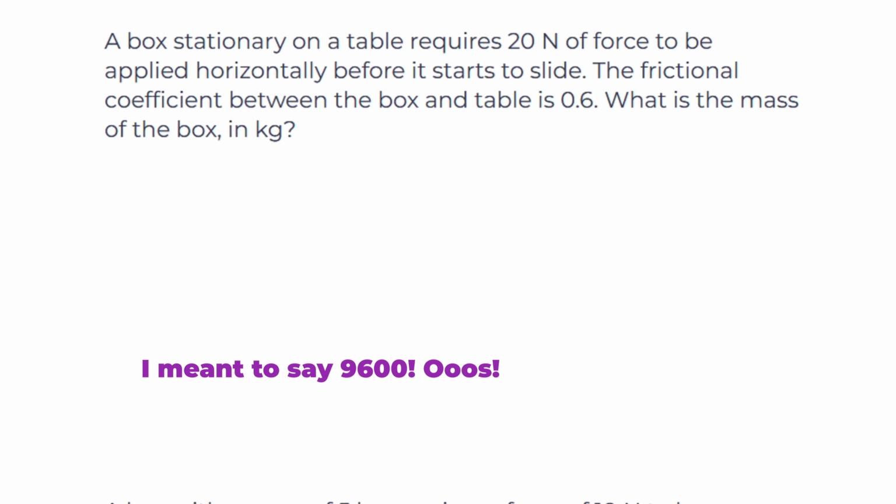Question 5. A box stationary on a table requires 20 newtons of force to be applied horizontally before it starts to slide. The frictional coefficient between the box and table is 0.6. What is the mass of the box in kilograms?